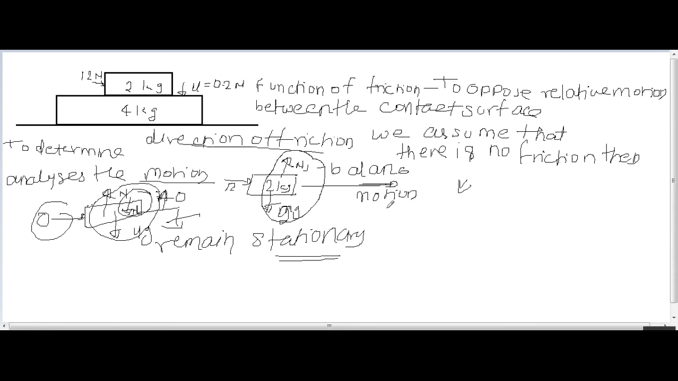So now we have determined the direction: the 2 kg block will move in this direction, and the 4 kg block stays stationary. I have analyzed the direction of motion without considering friction. Then we have to find the relative motion.